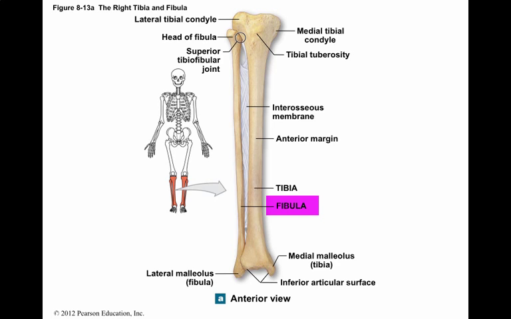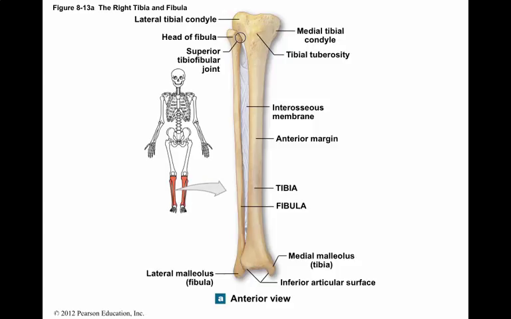The fibula parallels the tibia and is found on the lateral side of the leg. The head of the fibula is proximal and it articulates with the tibia. Near the ankle, the fibula ends distally in a projection called the lateral malleolus, or the bump you feel on the lateral aspect of your ankle. The lateral malleolus also provides stability to the ankle.